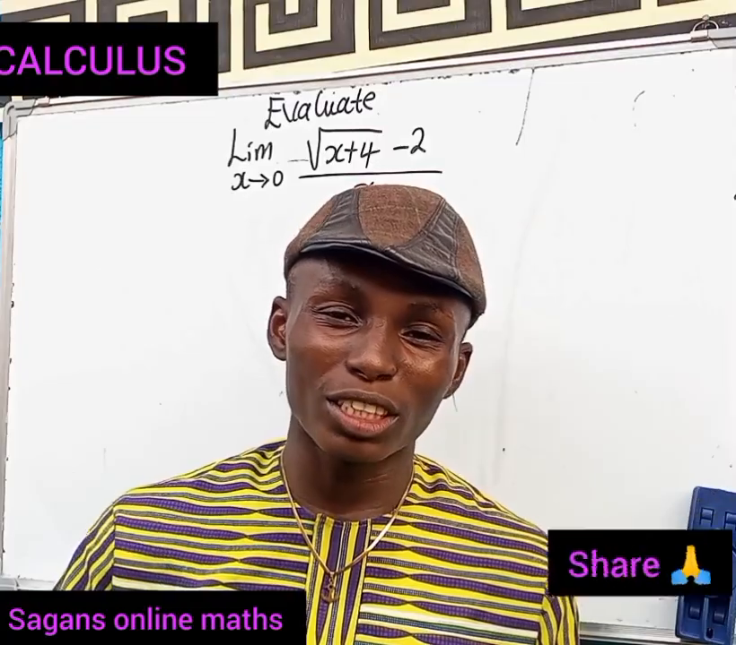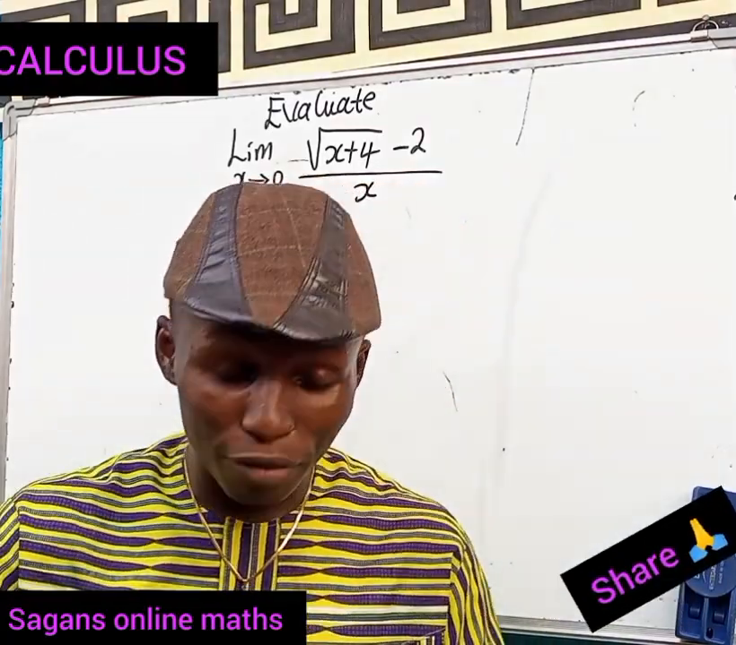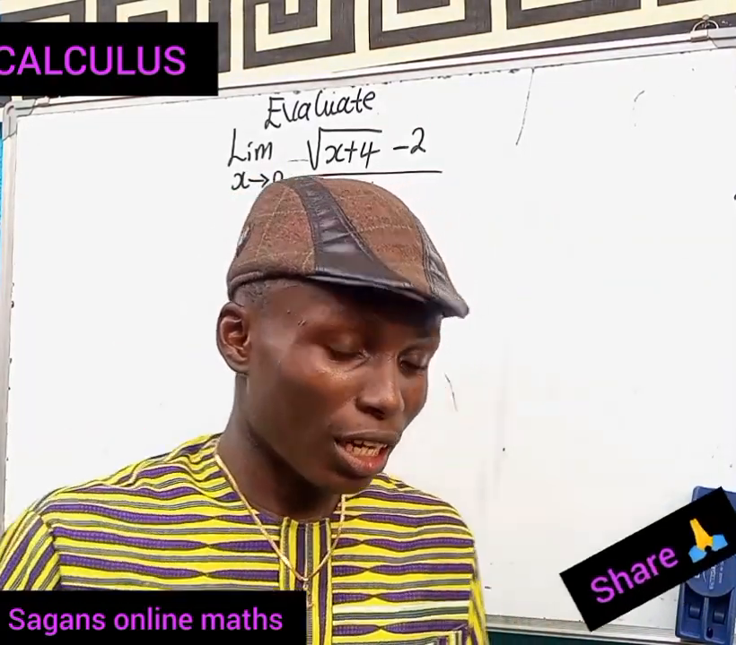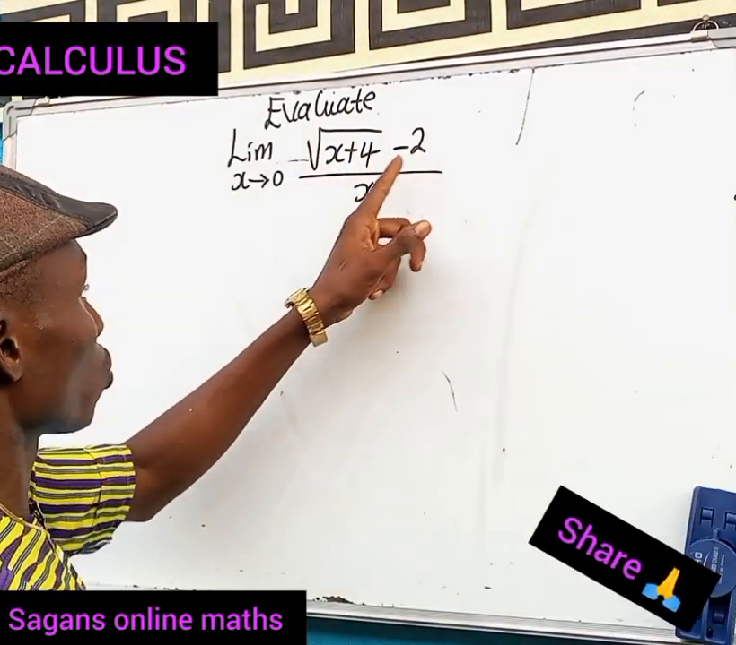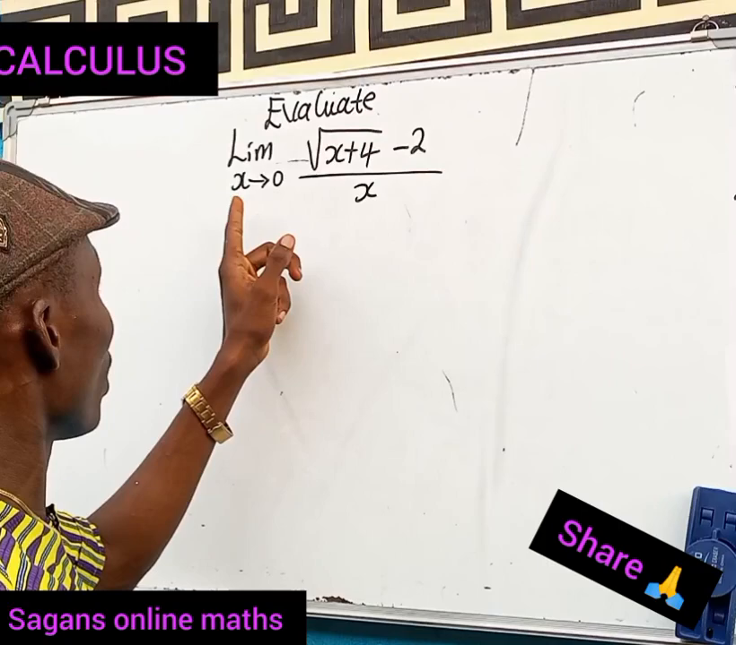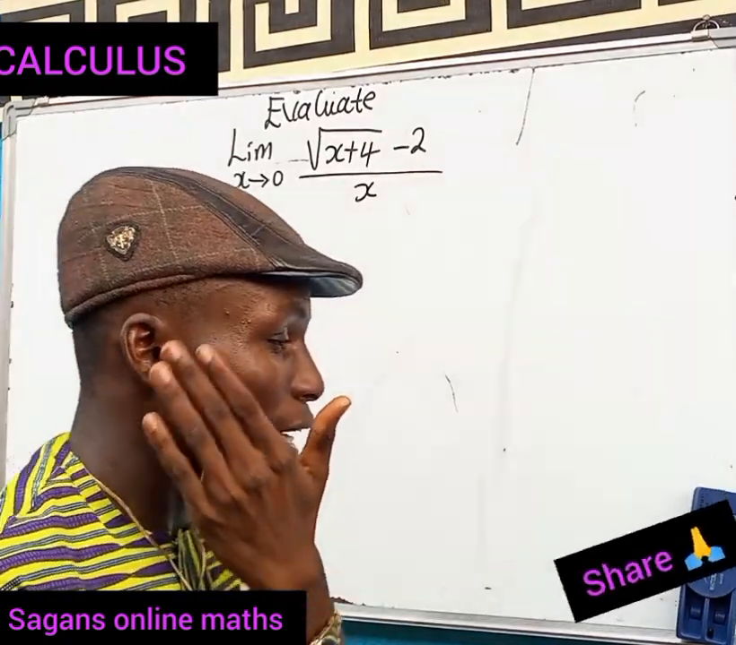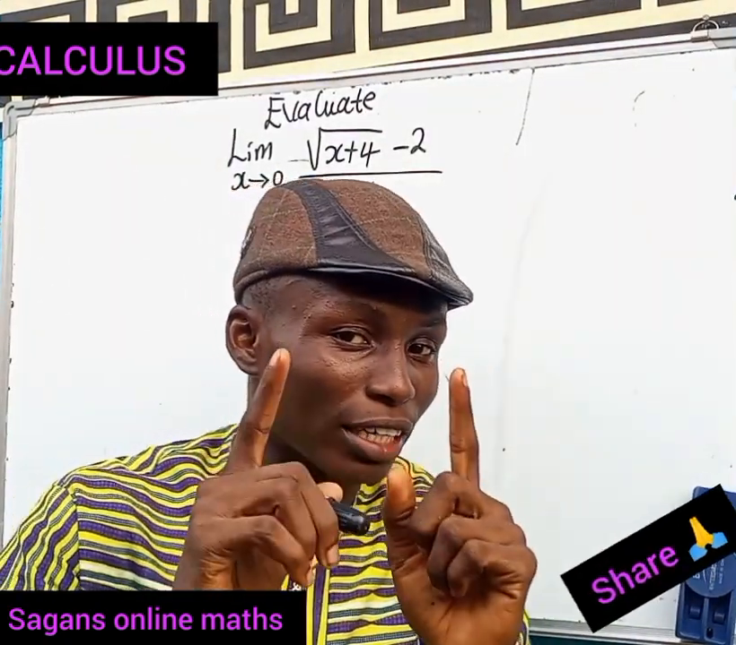Yesterday one of my fans sent me this question, that Sagas, I've tried, this limit is really suffering me. So let me make a video with it so that you guys can learn from it. Now look, we are asked to evaluate the limit of square root of x plus 4 minus 2 all over x, where x tends towards 0. Now, if you are the one that sent me this question, please listen very attentively.